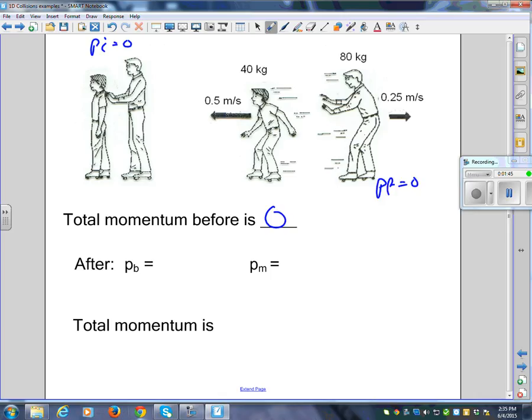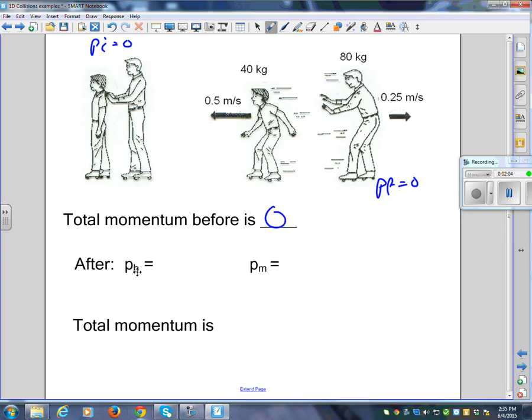0. Mr. Bennett, the final momentum can't be 0, they're both moving. The final momentum of the system is 0. So after the explosion, I guess you could say, this is actually an explosion, because they were together and then they explode apart. So after, PB, which is?